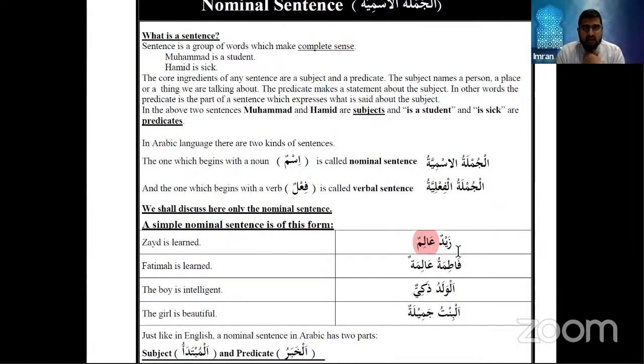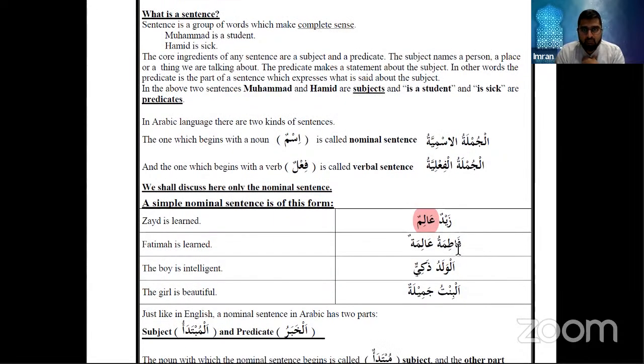A nominal sentence is a sentence which starts with a noun. For example, when we say Zaydun alimun, Zayd is knowledgeable. This is a nominal sentence. And a nominal sentence has two parts, mubtada and khabar. And Fatima alimatun, Fatima is learned. When you have mubtada and khabar, you have two parts. The first part is called the subject, and the second part is called the khabar, the predicate.